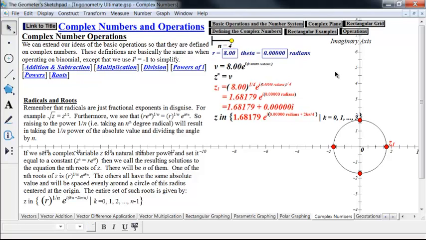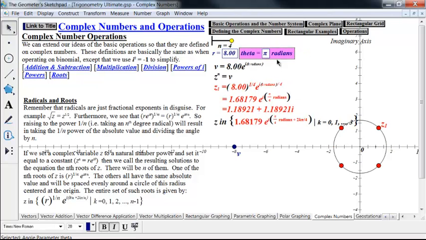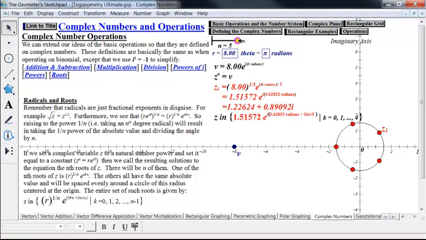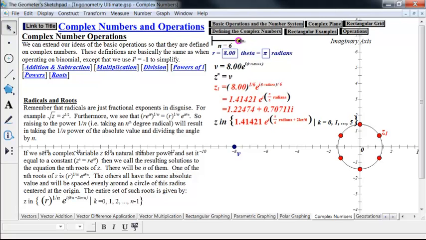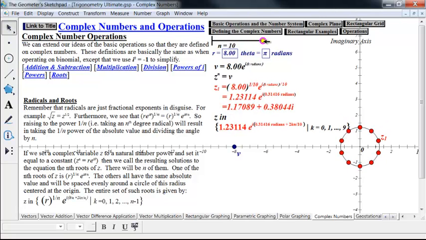Okay. But if we wanted it to be negative 8, we would put an angle here. So we should put an angle of pi there. That's the number. r is 8, pi is theta. That's the number negative 8, the real number negative 8. So you should always make r be a positive number. So these are the fourth roots of 8, the fifth roots of 8, sixth roots of negative 8, and so forth.